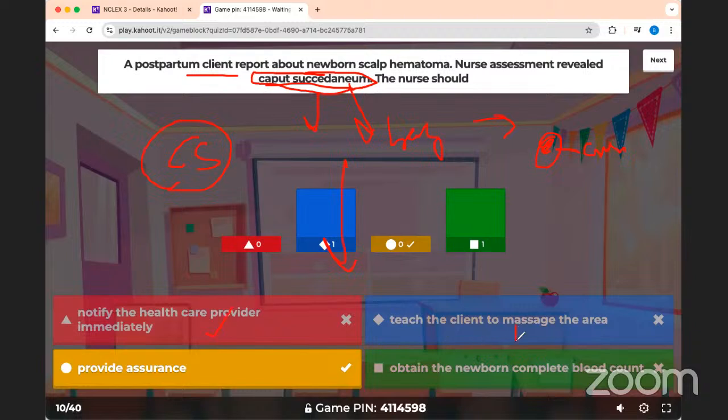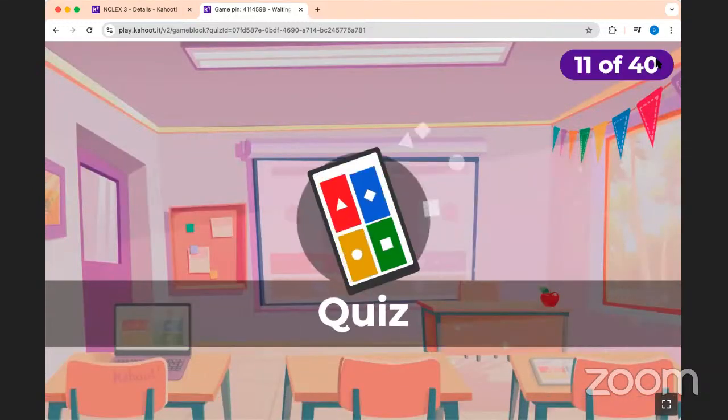You should not massage it. Checking blood count is not going to answer anything. The baby is not bleeding. Just a hematoma from trauma. You should reassure the mother that this is benign. It goes away in 2 to 3 weeks. So some of the answers are trappy and they look convincing, and you're going to pick them, but they are not right. They don't answer the question. You have to know the concept.